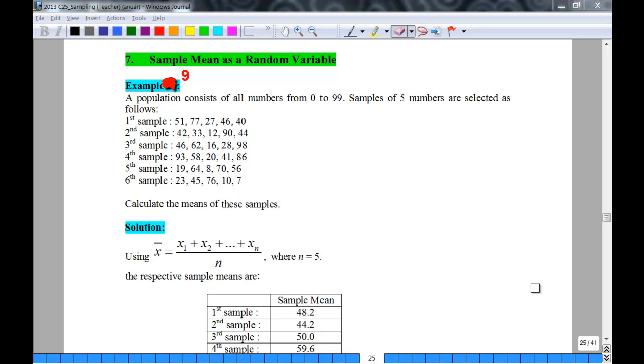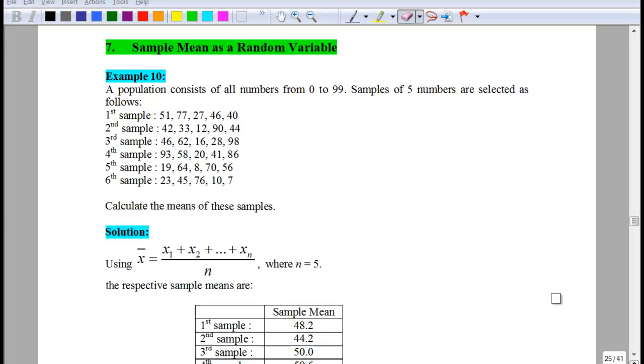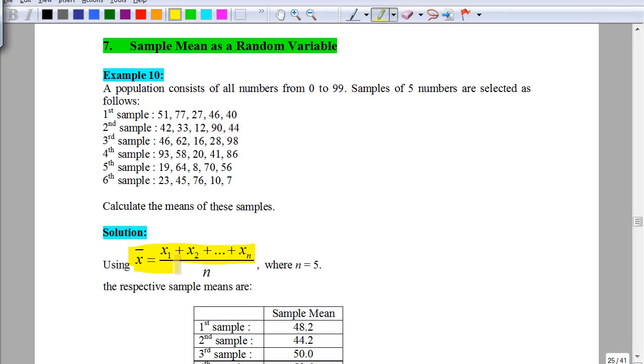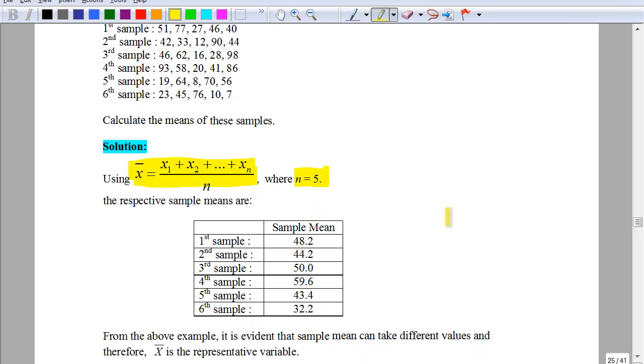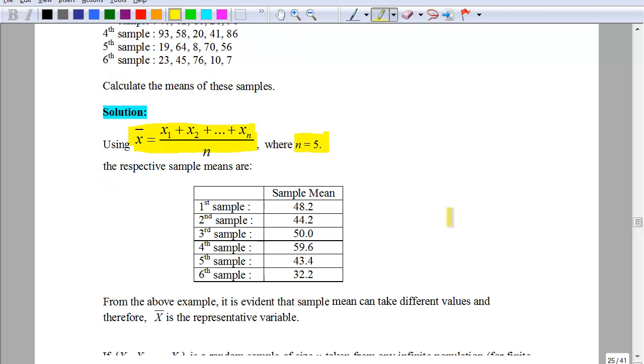Now we are asked to calculate the means of these samples. The mean of each sample can be found by using this formula that you have already known. In this case, each one of the samples has only 5 items. So using this formula we can find the sample mean of each one of them. From this example, it is evident that the sample mean can take different values, and therefore x bar is the representative variable representing all these sample means. This means that sample means actually have a distribution.